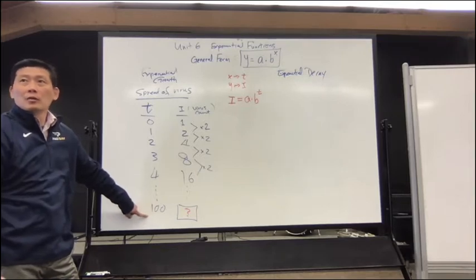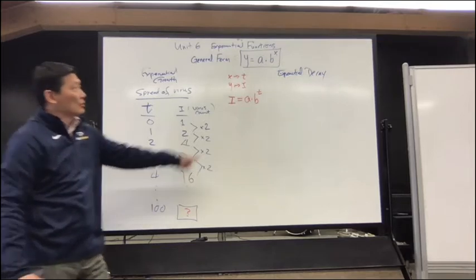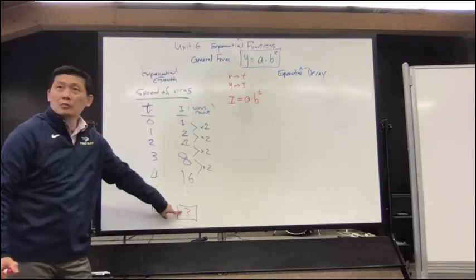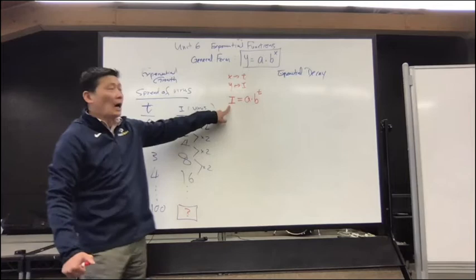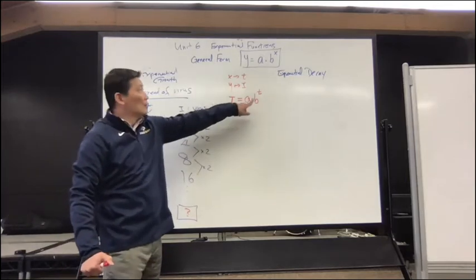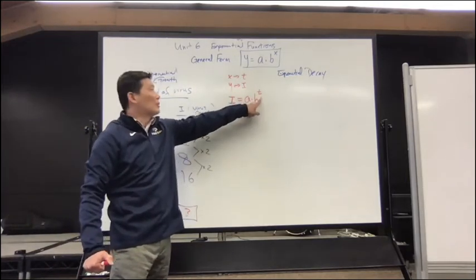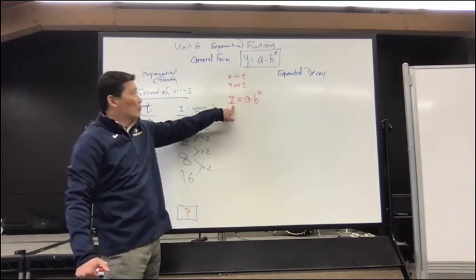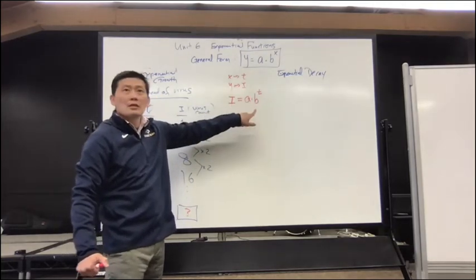This 100 goes where? To t, isn't it? And then we want this answer to be represented by the I, right? The number of infections. When t is equal to 100, what would the number of infections be? That's what we want. But we know that we haven't figured out A and B.